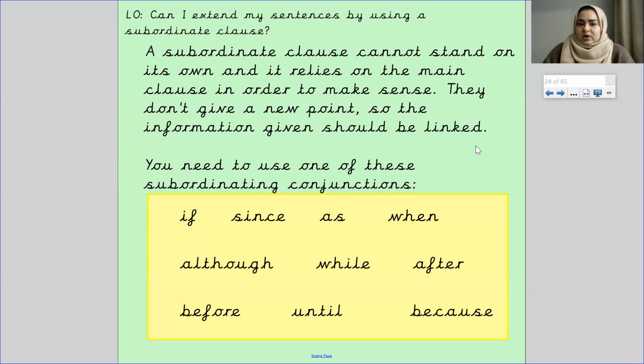You need to use one of these subordinating conjunctions. So over here, you have subordinating conjunctions, and they are if, since, as, when, although, while, after, before, until, and because.